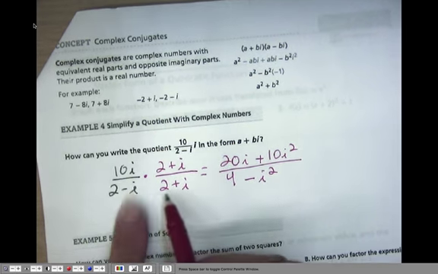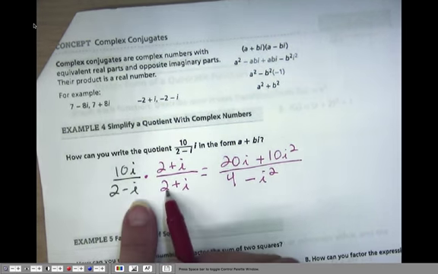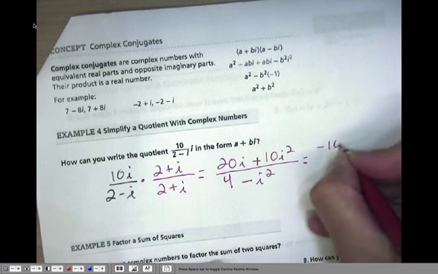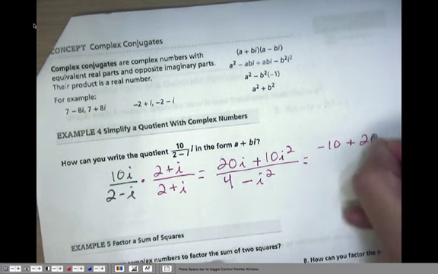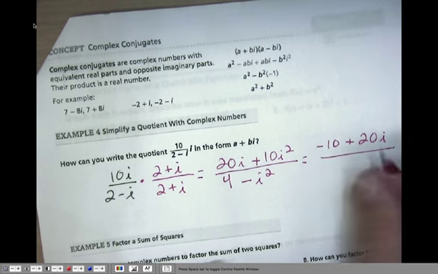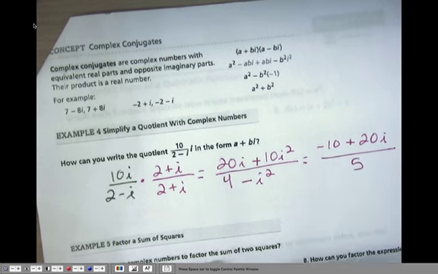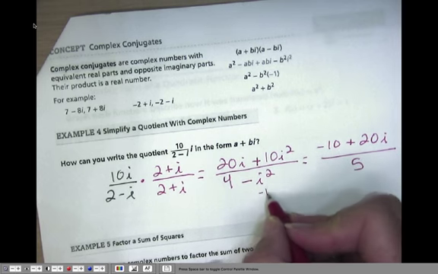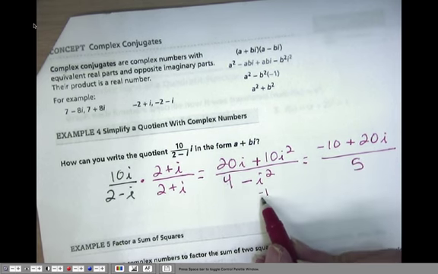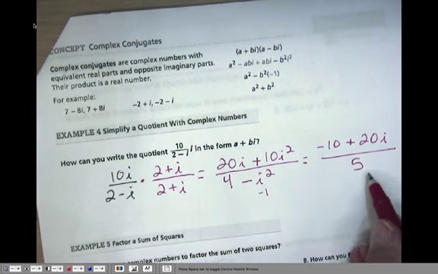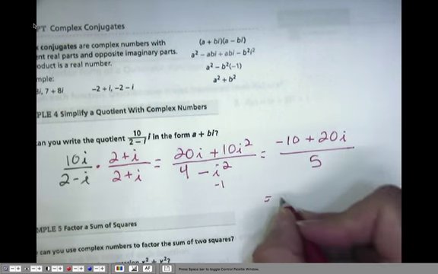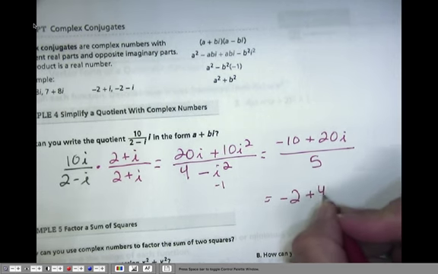Because again, remember these middle terms, that's going to be a negative 2i and a positive 2i. They're going to cancel each other out. So now this i squared is negative 1 times 10 is negative 10 plus 20i over 5, because this is going to be a negative 1. So 4 minus negative 1 becomes positive 5. And I can reduce this fraction. And when I do, I get negative 2 plus 4i.